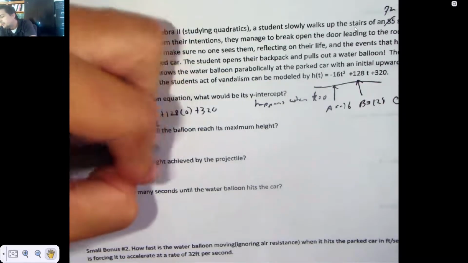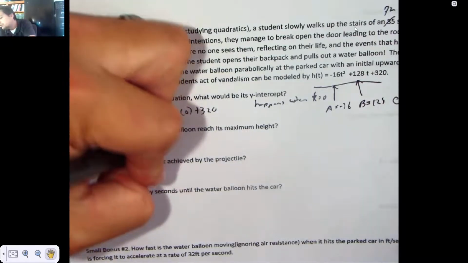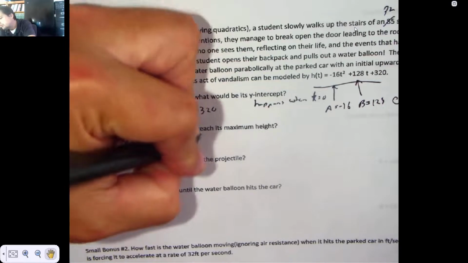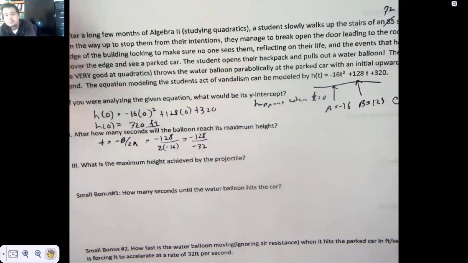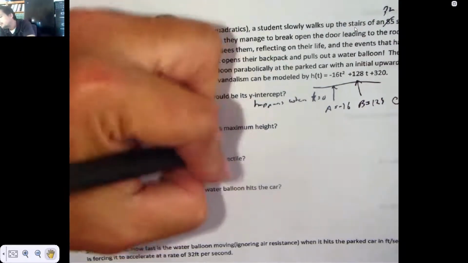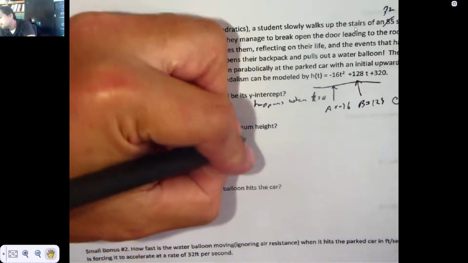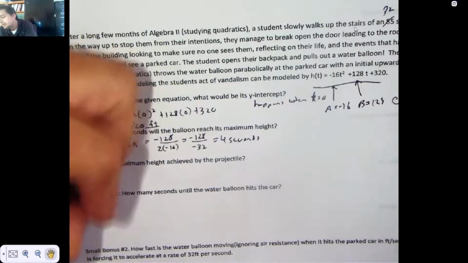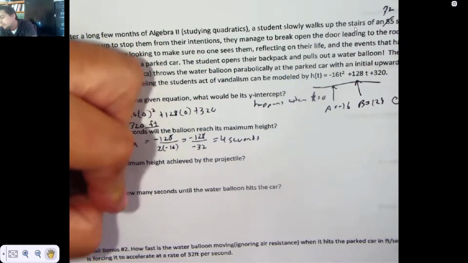So the maximum height is going to happen at negative 128 over twice a negative 16. That's going to be negative 128 over a negative 32, which I feel like is 4. 4 seconds. We're at maximum height. 3 is what is the maximum height. You figure that out by plugging a 4 into this thing.